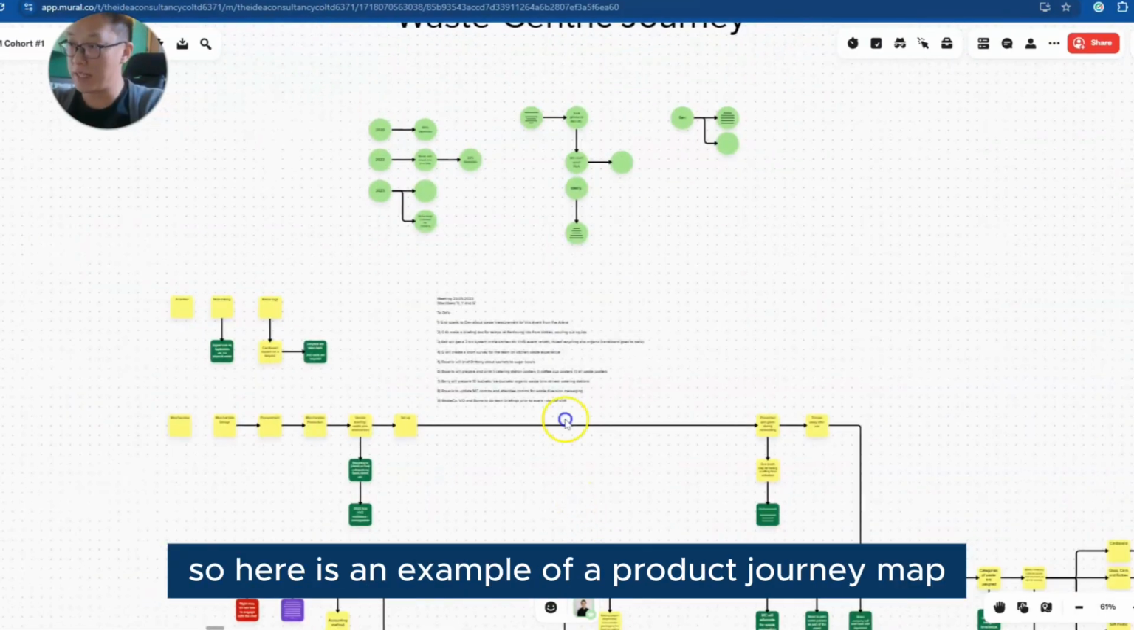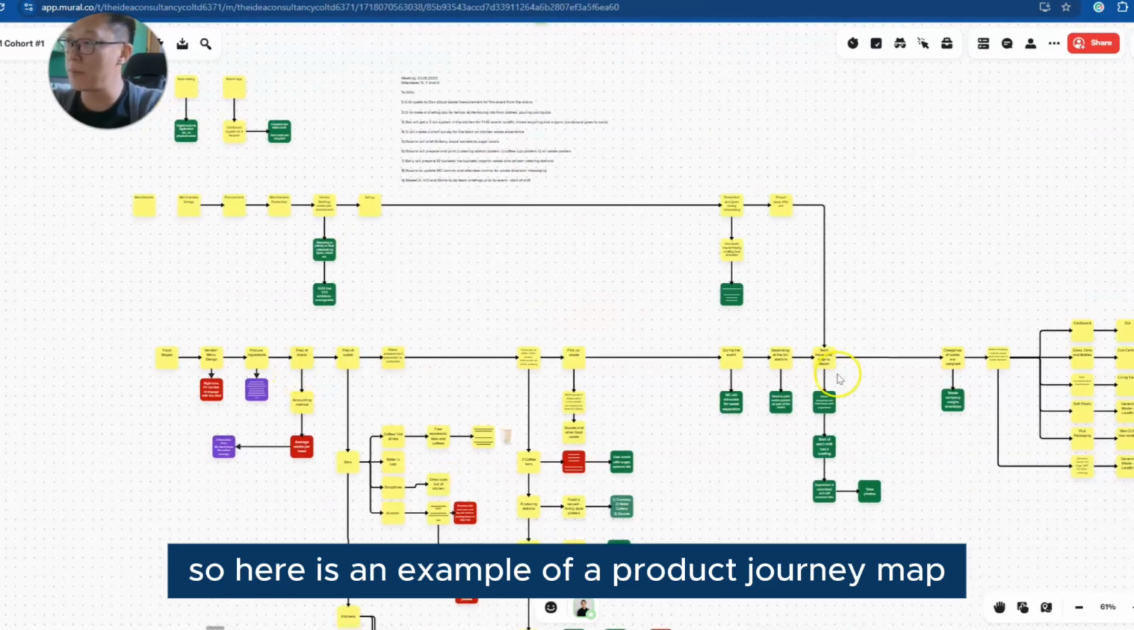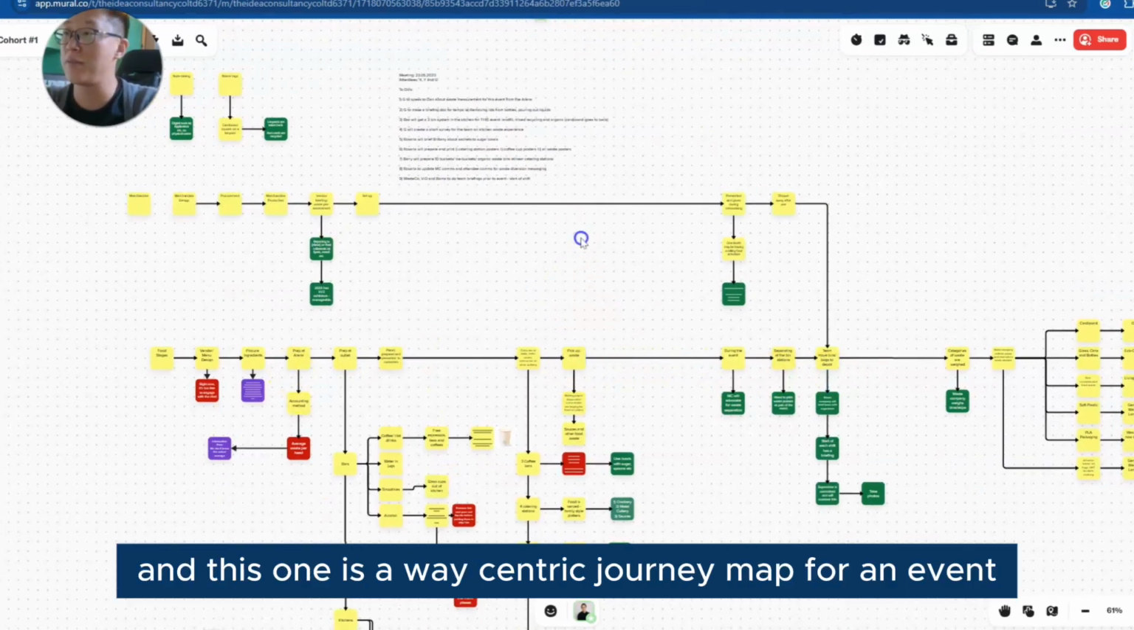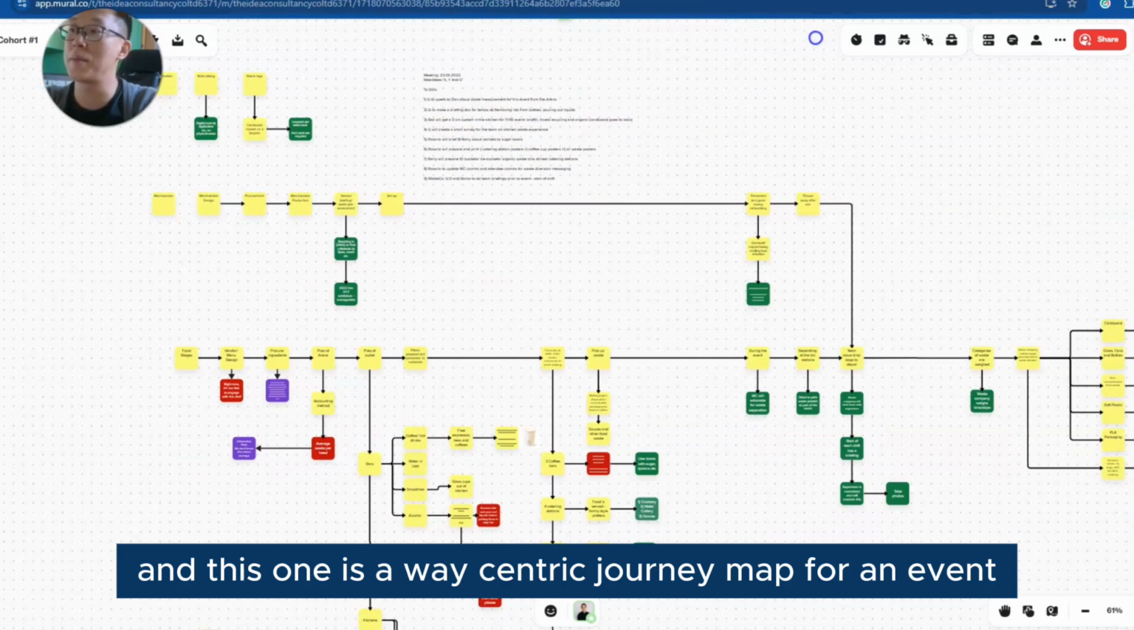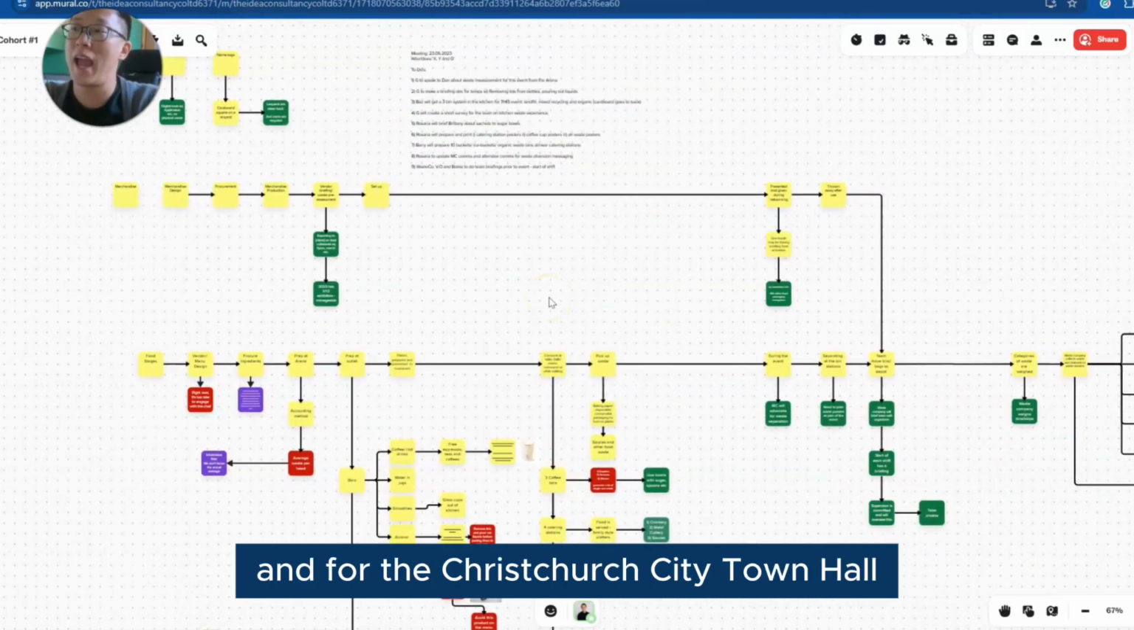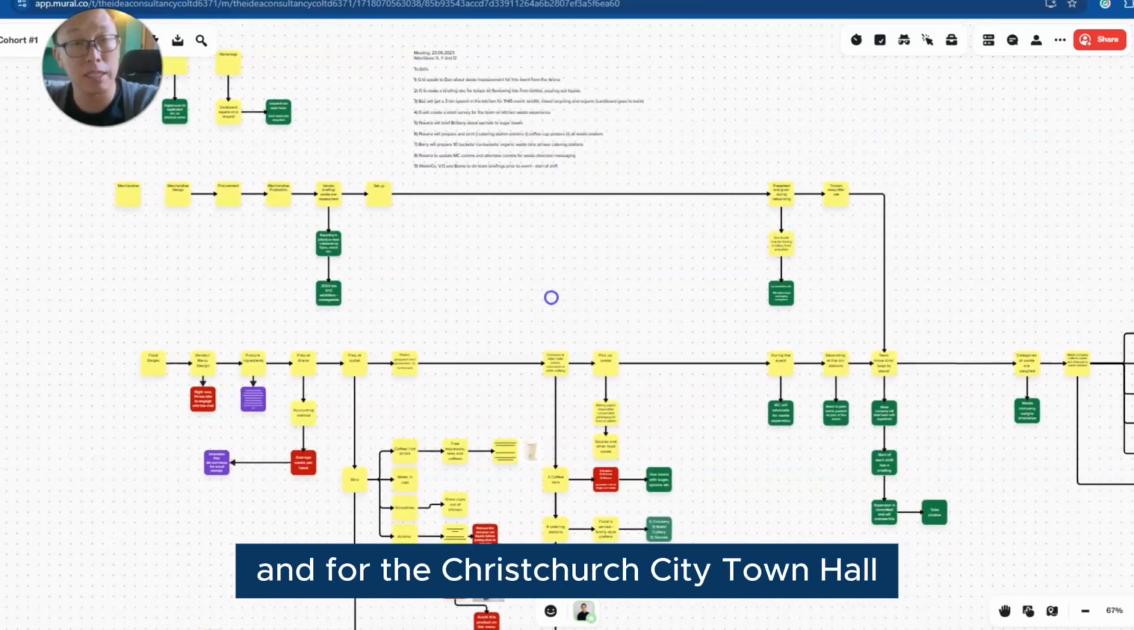So here's an example of a product journey map, a very simple one, and this one is a waste-centric journey map for an event at the Christchurch City Town Hall.